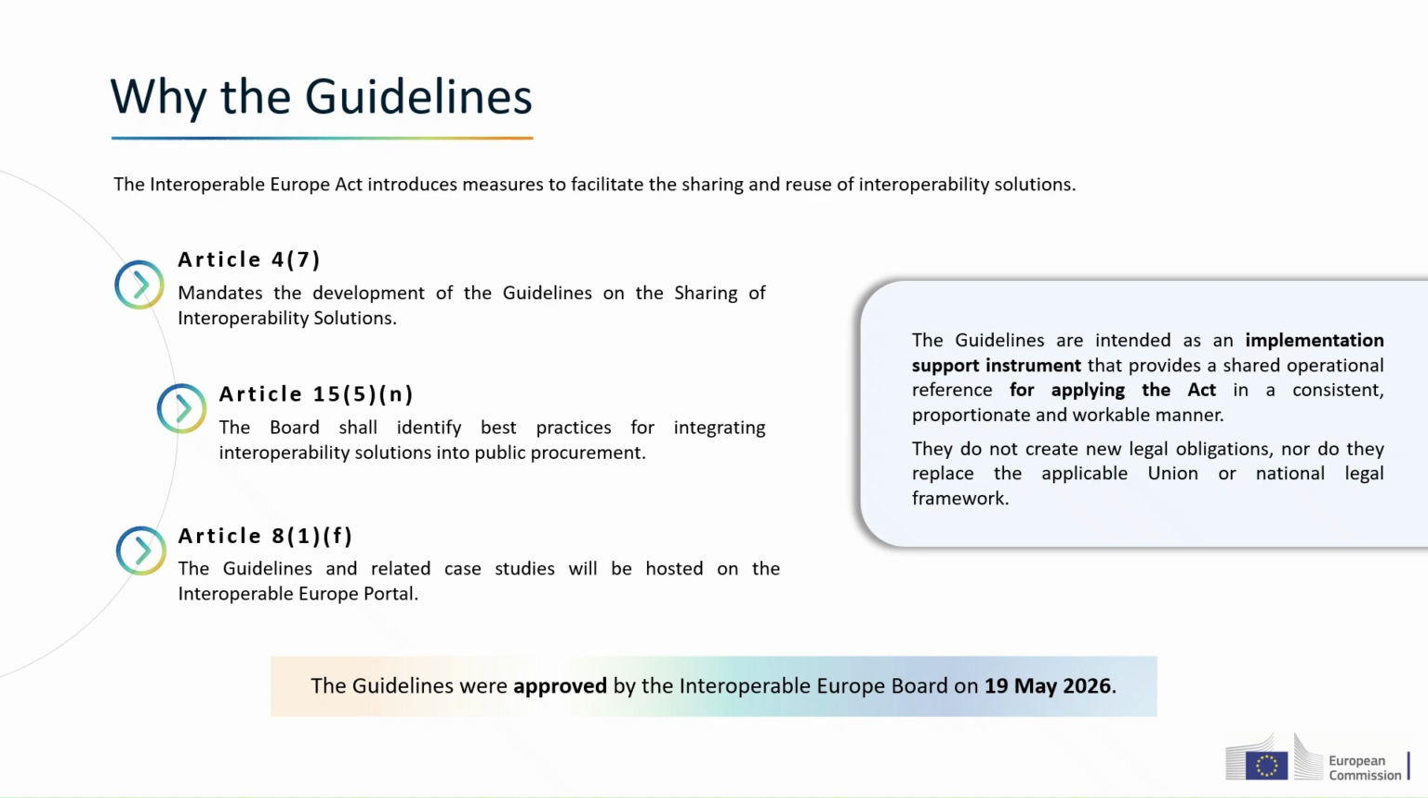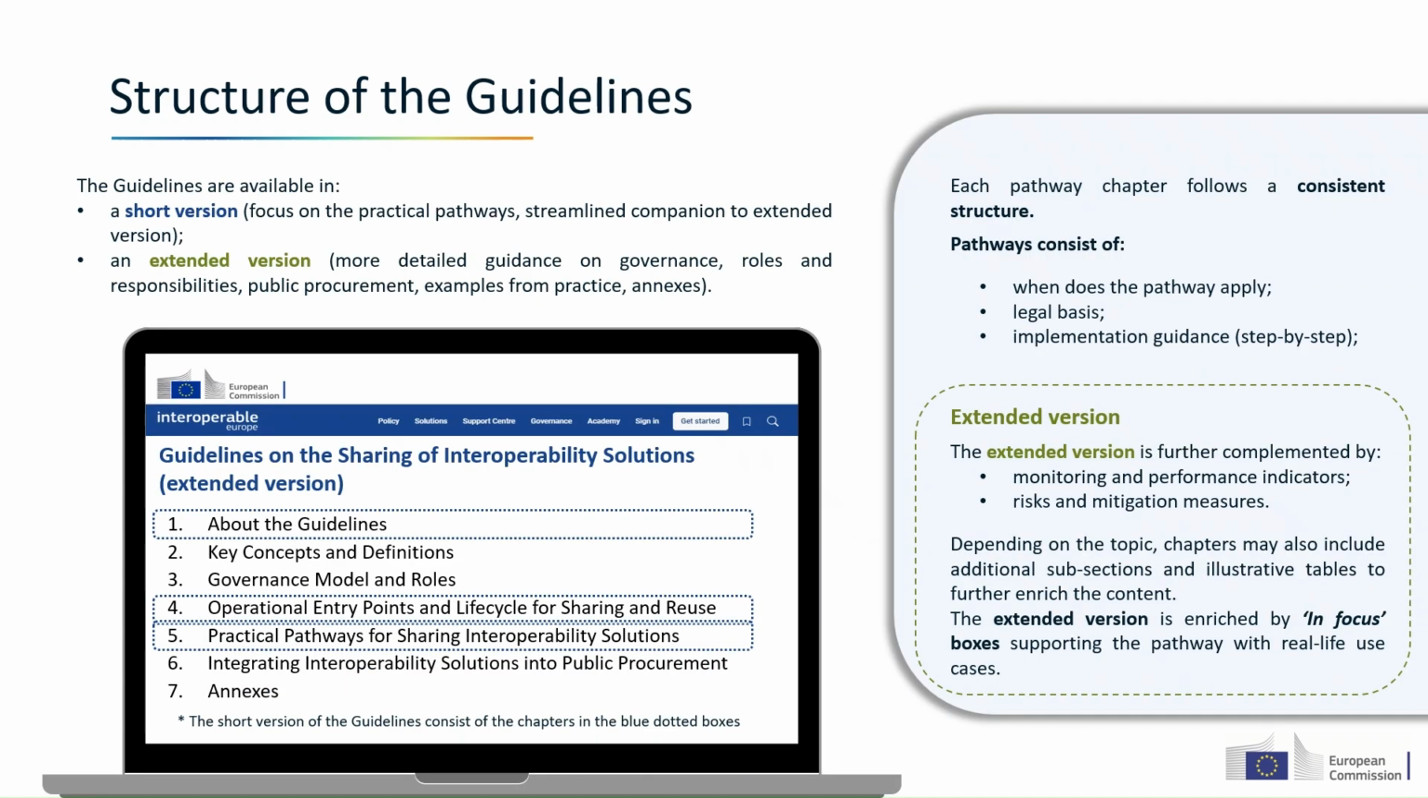So to talk about the structure, the guidelines are structured to move from general context to practical application, as mentioned multiple times. They begin with key concepts and definitions, followed by the governance model and the roles involved in sharing and reuse, and then introduce the operational entry points and life cycle for sharing and reuse before moving into the six practical pathways which form the core of the document.